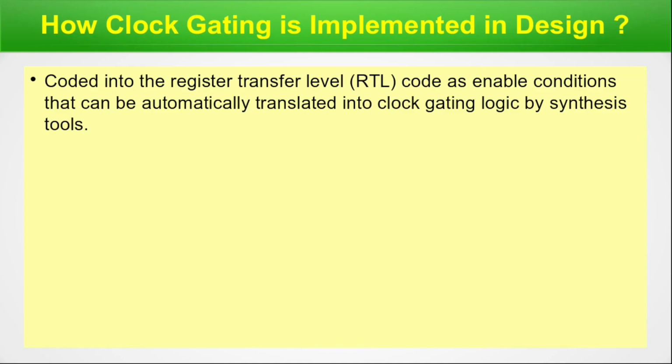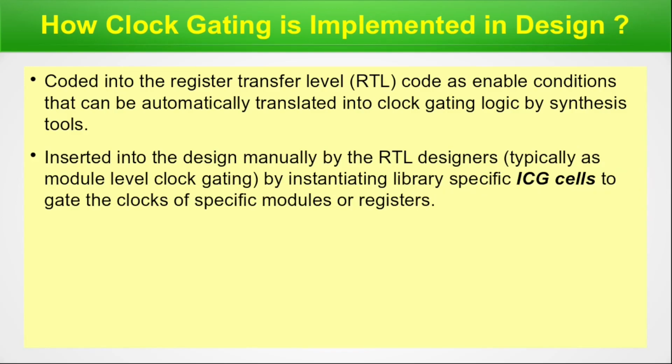That means where the Verilog or VHDL code is transferred into the actual gates, inserted into the design manually by the RTL designers, typically as the module level clock gating by instantiating library specific ICG cells to gate the clocks of specific modules or registers.